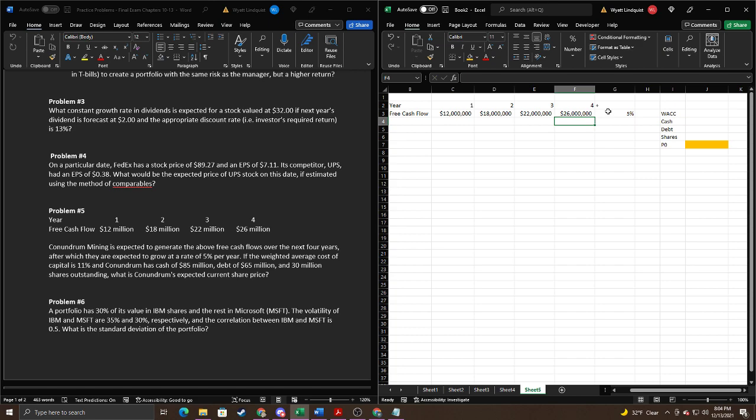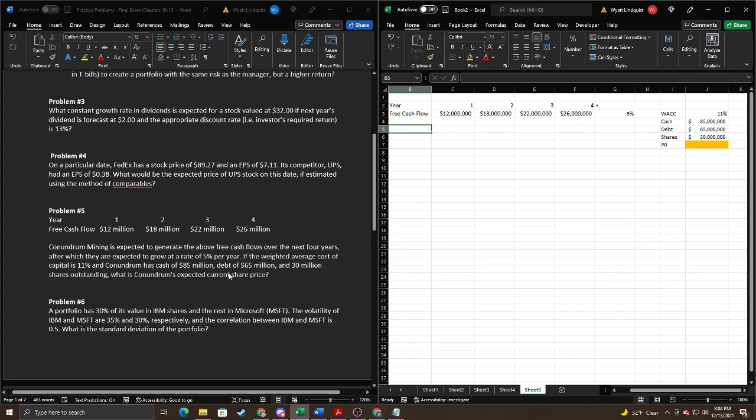Awesome. So the weighted average cost of capital for this company is 11%, and they have $85 million in cash and $65 million in debt, as well as shares outstanding of 30 million shares. We're going to get rid of these decimals just because they're a little too large. It makes everything a little confusing.